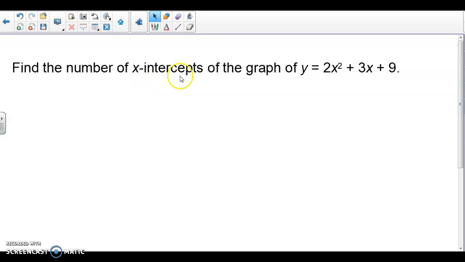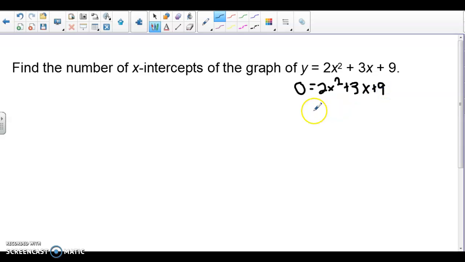So if a question asks to find the number of x-intercepts of a graph, well, you just do the same thing we did before. You make y 0, and then you rewrite your equation. And then we're going to find out if our discriminant is positive, negative, or 0. So we'd have b squared, which is 9, minus 4 times 2 times 9. So that's our b squared minus 4 times a times c.